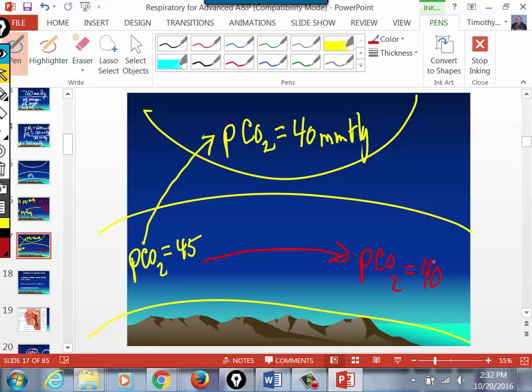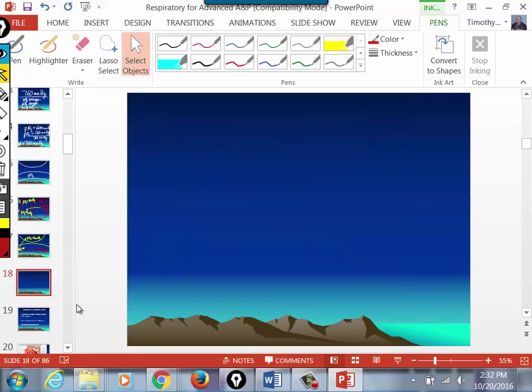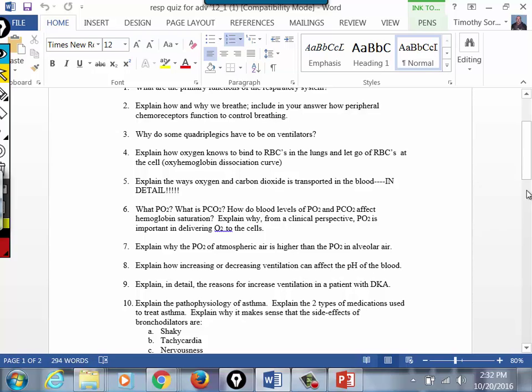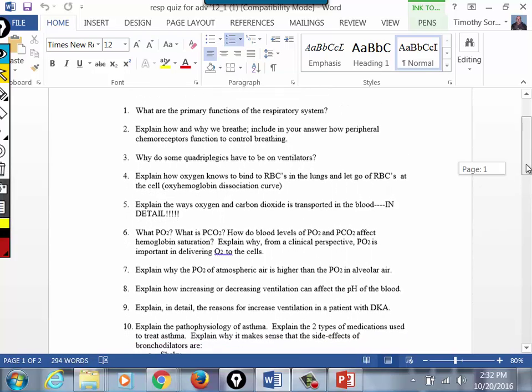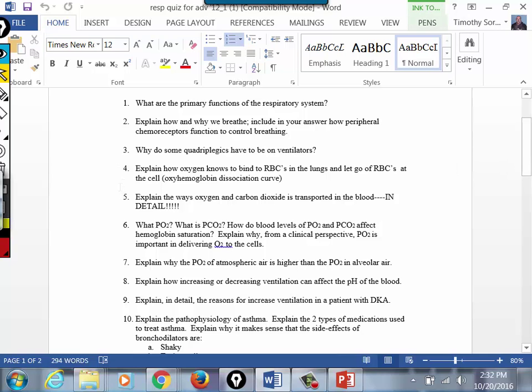So let's summarize here a little bit. Before I do that, let me show you: explain the ways oxygen and carbon dioxide are transported in the blood. So I'm giving you one way that oxygen and carbon dioxide are transported in the blood, and that is dissolved in the plasma and then measured as a PO2 or PCO2.